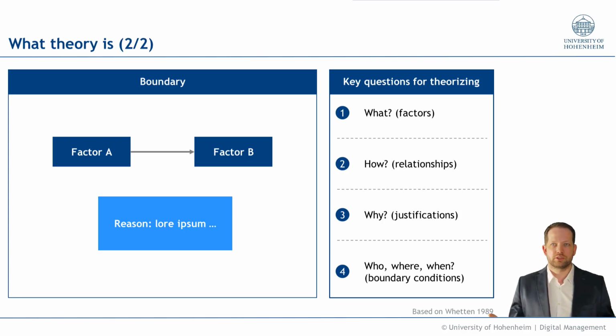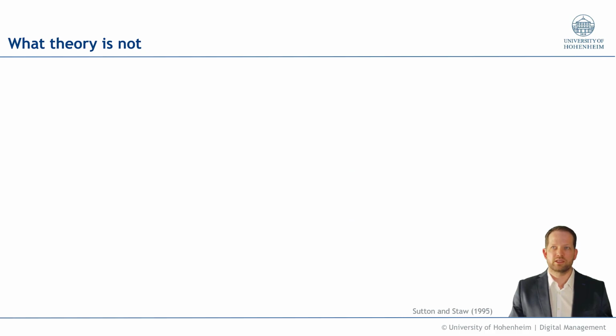Looking at the interrelations between the different factors, you can ask, are these the key interrelations among all the factors included? You should have reasons, at least one reason, at least one justification for each of these interrelations. And the boundary should be as wide as possible so that the theory still holds, that it's still a valid description of the world. On the other hand, it should be narrow enough so that the theory can be specific rather than all-encompassing. So this was the second perspective on what theory is. Now let's turn to one perspective on what theory is not, provided by Sutton and Staw in 1995.